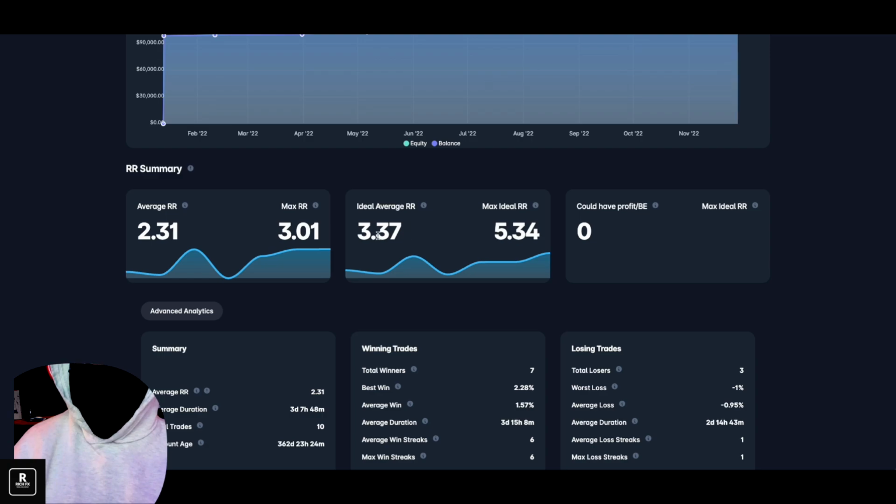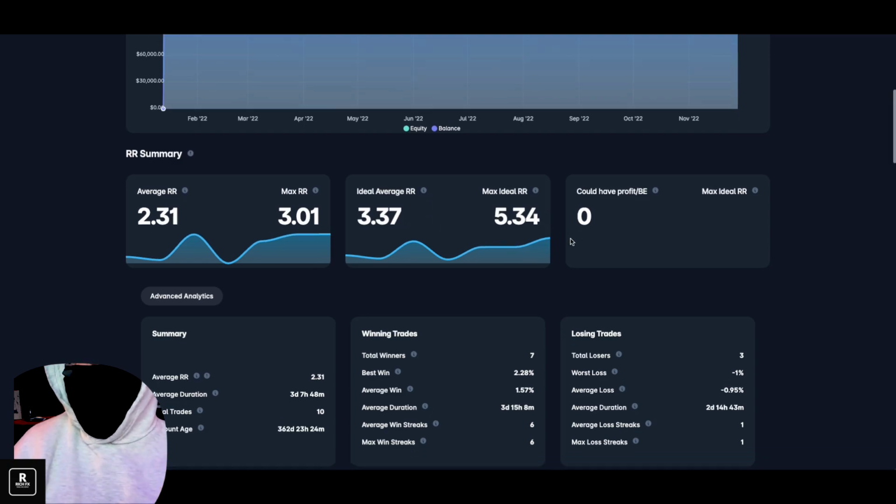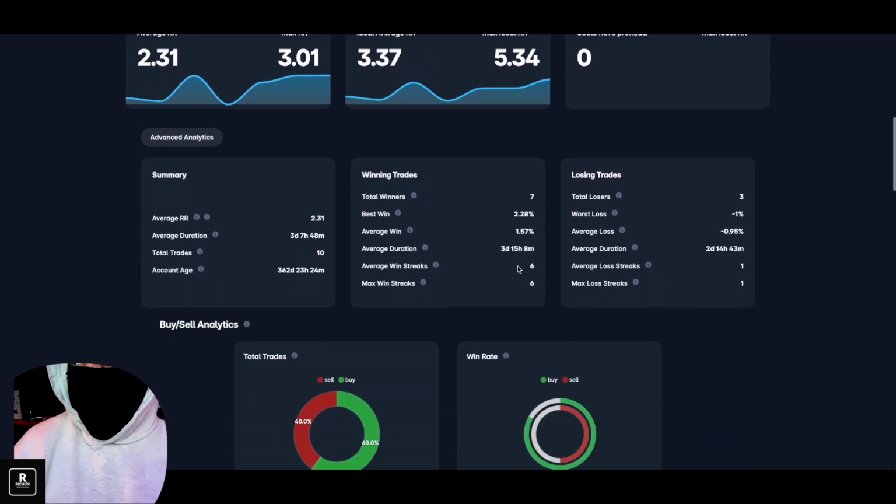And then your ideal risk reward ratio, you can do things like that. That's what it tells you. Total winners, we've got 7. Average duration, as I said, for these kind of setups, on a day-to-day basis, you can hold anywhere between 30 minutes to about 3 days, 5 days, as I said.